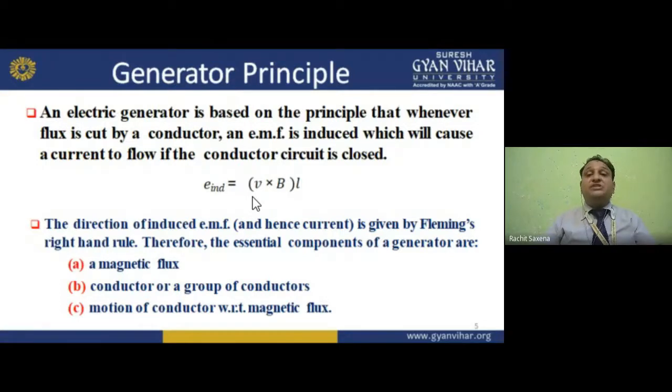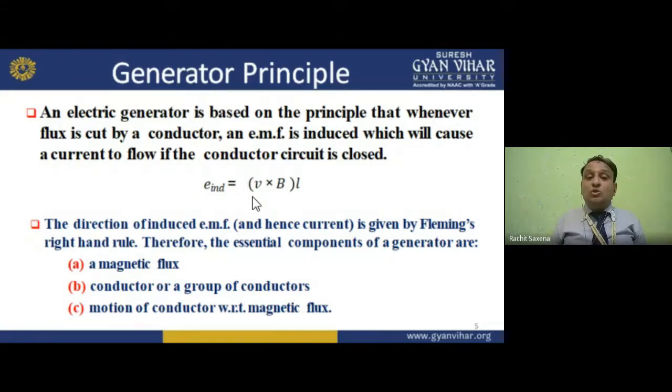What is the generator principle? An electric generator is based on the principle that whenever flux is cut by a conductor, an EMF is induced, which will cause a current to flow if the conductor circuit is closed. We can write E induced equals B l v, and you know this. The direction of induced EMF, and hence current, is given by Fleming's right-hand rule.